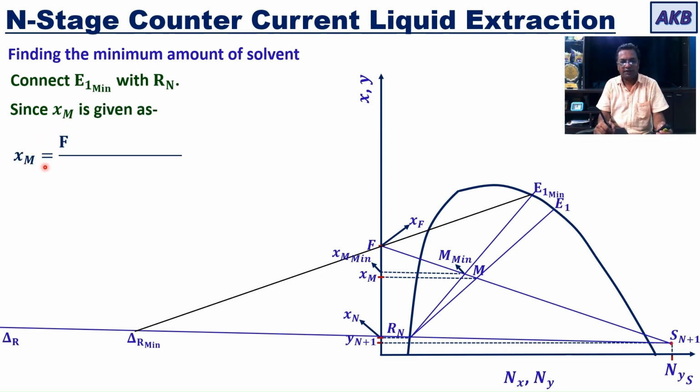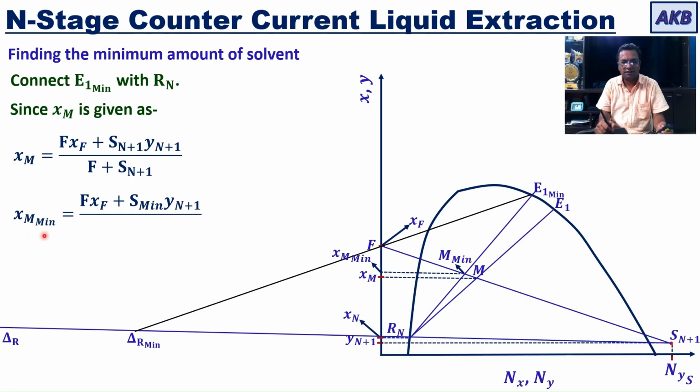We know the equation for xM is F xF plus Sn plus 1 into yn plus 1 divided by F plus Sn plus 1. If xM becomes xM minimum, Sn plus 1 will be S minimum. So xM minimum equals F xF plus S minimum into yn plus 1 divided by F plus S minimum. With the help of this equation, everything is known to you. Only S minimum is not known. You can solve this and get the value of S minimum. In this way, you can find out the minimum amount of solvent.